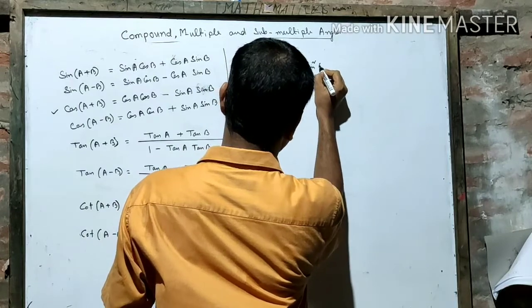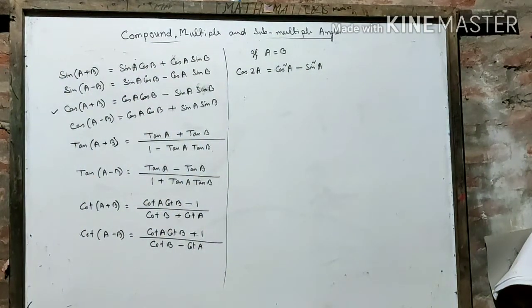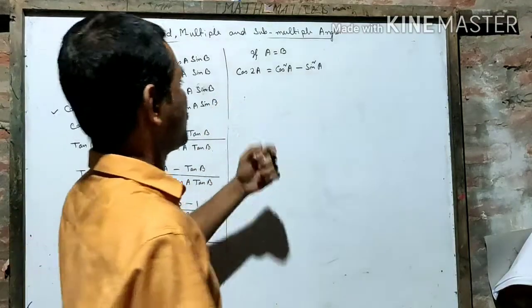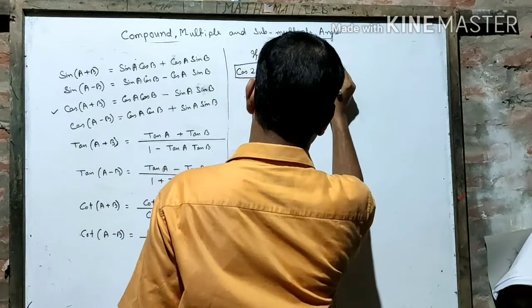What we are doing, we are putting A in place of B. That means we are taking B and A as equal. So this is one formula. Cos twice A is equal to cos square A minus sin square A.